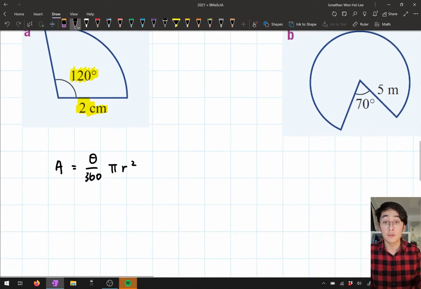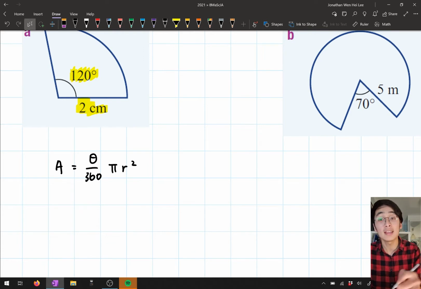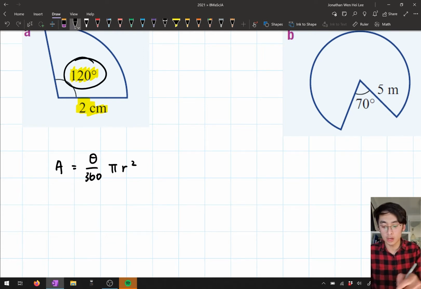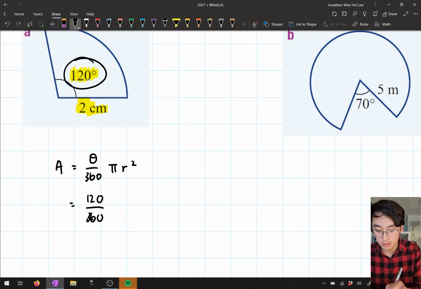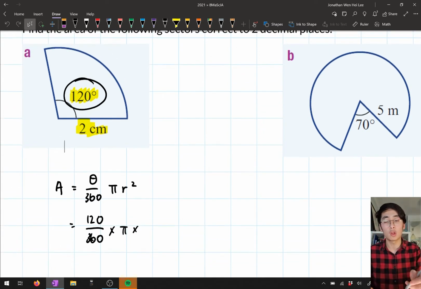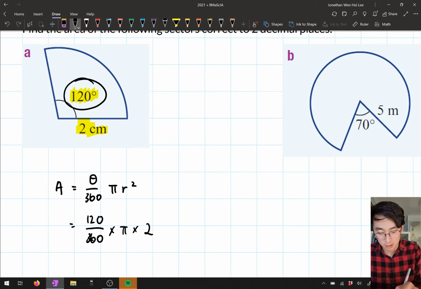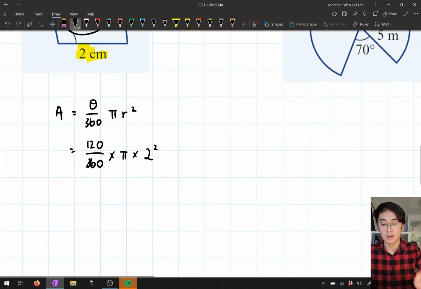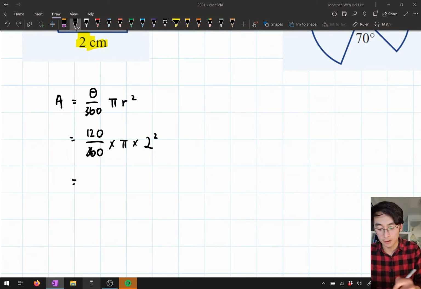Okay. So from here, what we need to do is figure out our values that we put here. So theta is just the angle in the center of my circle, which just happens to be this 120 degrees. So I'm going to write here 120 over 360 times pi times r squared, and r is just the radius of my circle. So here, if you have a look at this shape, the radius is just going to be that 2 centimeters. So I'm going to times that by 2 squared. Okay, we can chuck this in a calculator and help us figure out what that is.